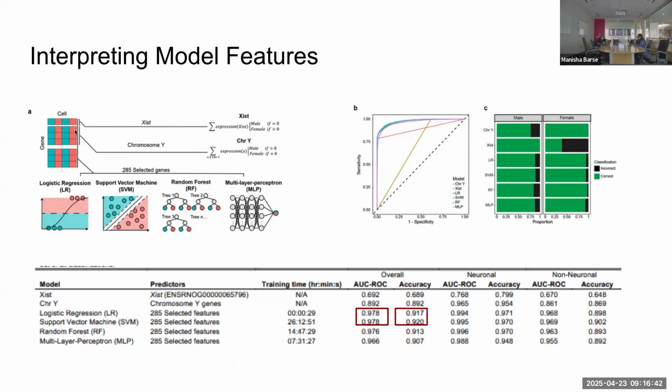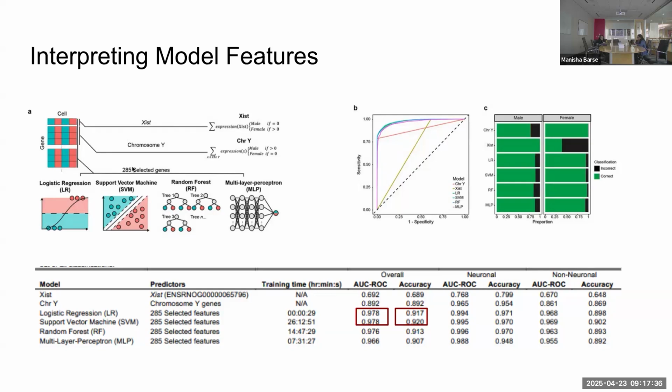Following this, interpreting the different model features, where we have the pooled gene matrix, the columns representing the cells and rows representing the genes. They have made four machine learning algorithms, namely logistic regression, which is linear and depends on the two different classes, the males and females; support vector machine; random forest, which forms different decision trees from different subsets; and the multi-layer perceptron, which has multiple layers with interconnected nodes.